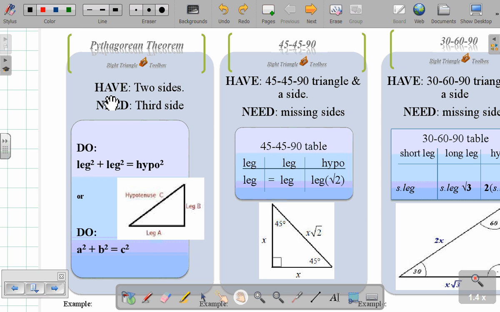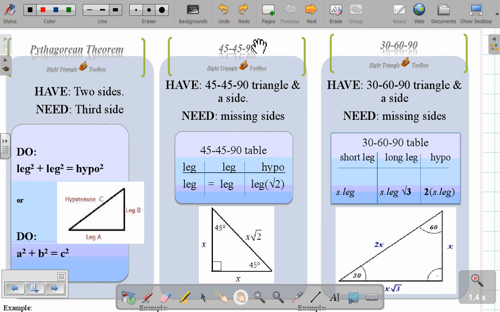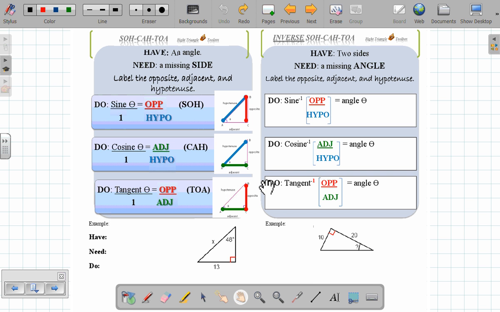Talking about. There are 5 tools here that you must have memorized in under 2 weeks. Pythagorean theorem, 45-45-90, 30-60-90. Flip it over on the back. SOHCAHTOA, inverse SOHCAHTOA.